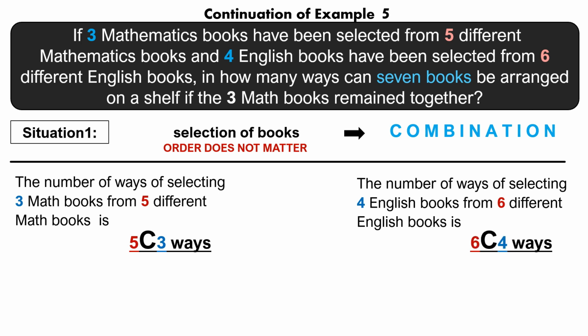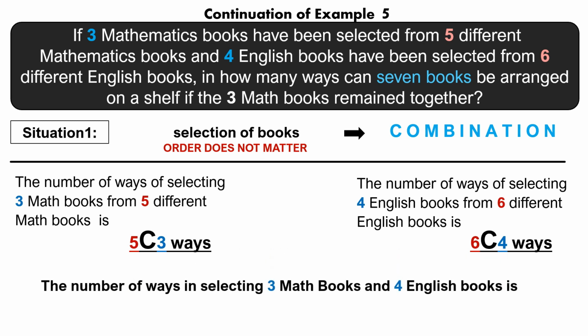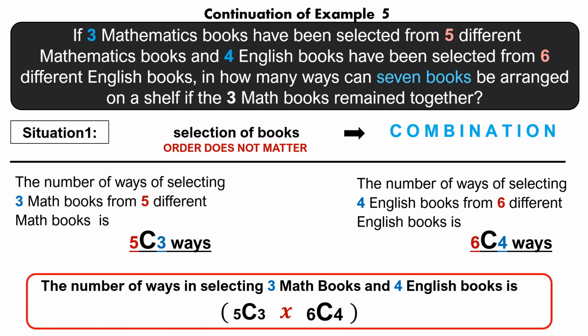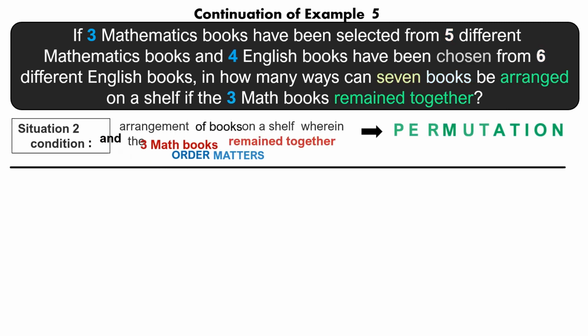So the number of ways of selecting 3 math books and 4 English books out of their total number of books in notation form is 5 choose 3 times 6 choose 4 ways. So, we're done getting the number of possibilities in situation number 1. We can now proceed to finding the number of possibilities in situation 2.